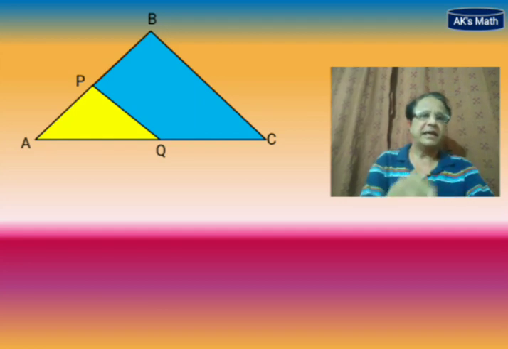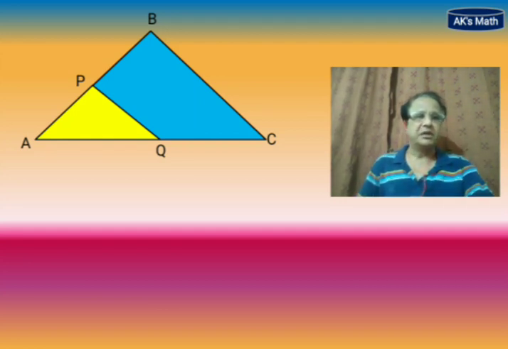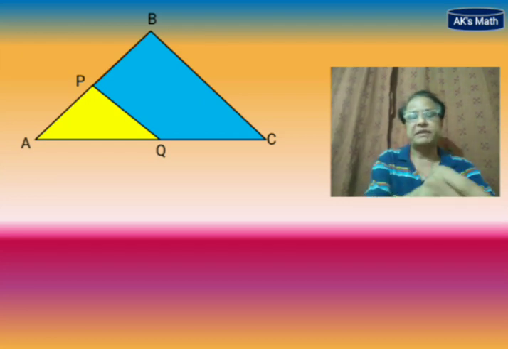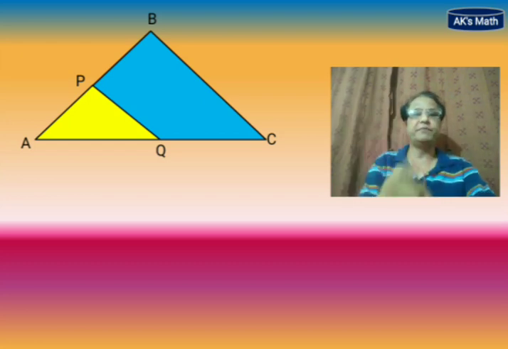This is one of the figures: triangle ABC, in which a line PQ is given. Due to that, the triangle is divided into two parts. One is the yellow part, which is triangular, and one is the trapezium, which is the blue part. But we have to concentrate on the smaller triangle APQ and the larger triangle ABC, not the blue part. If PQ is parallel to BC, then what will happen?